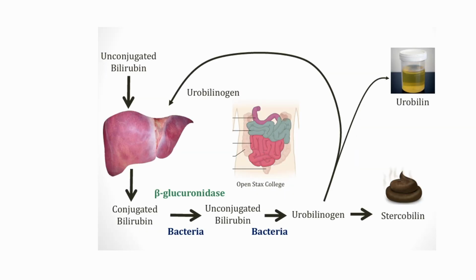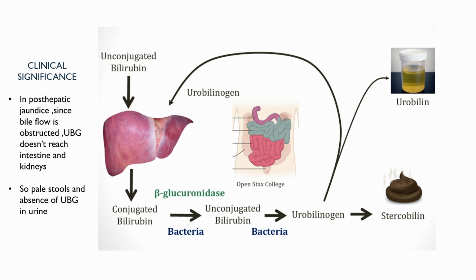So what is the clinical significance of this? In case a person has obstructive jaundice, the water-soluble bilirubin does not reach the intestine because of the obstruction. So there is going to be no urobilinogen production in the gut. As a result, the stool is going to be pale in color and there is going to be no urobilinogen in the urine. So these are some of the clinical findings in obstructive jaundice: pale stools and absent urobilinogen from urine.